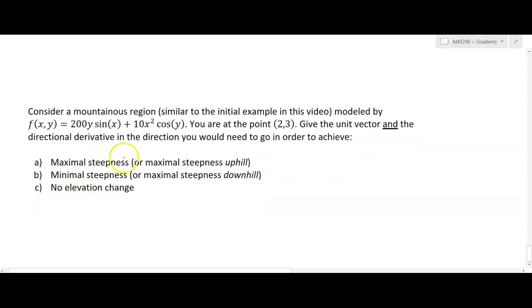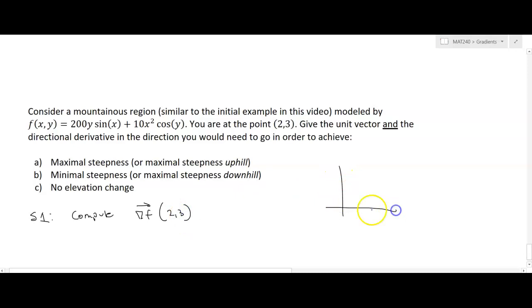Let's go ahead and apply this now. So consider a mountainous region, similar to the initial example we explored of hiking, modeled by this equation here. You are at the point (2, 3). Give the unit vector and the directional derivative in the direction you would need to go in order to achieve maximal steepness, so maximal steepness uphill, minimal steepness, which is really maximal steepness downhill, and no elevation change. So step 1 is going to be to compute grad f at the point (2, 3).